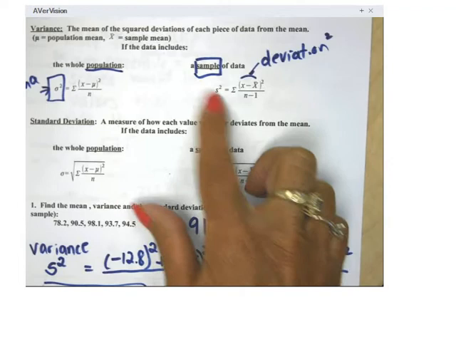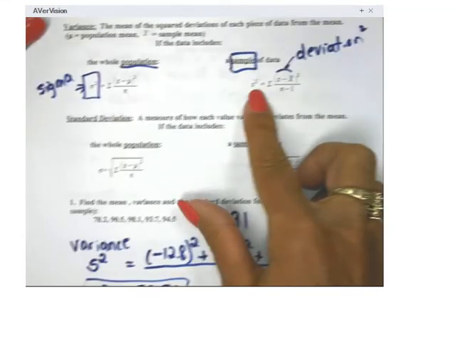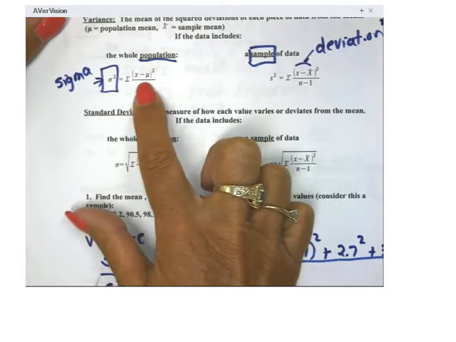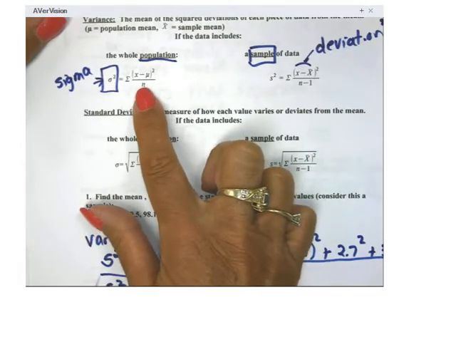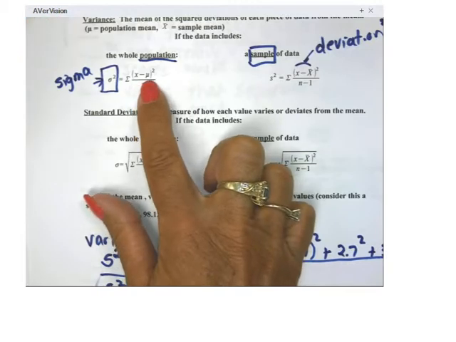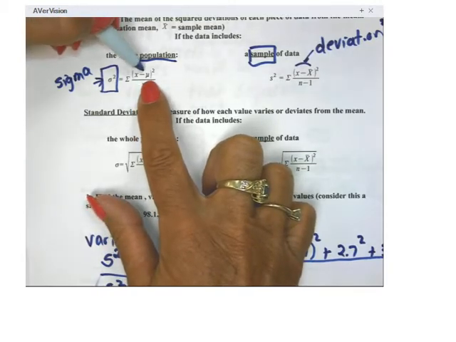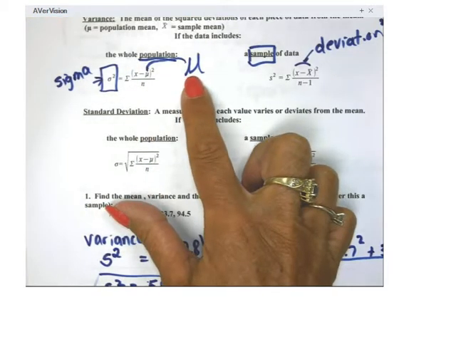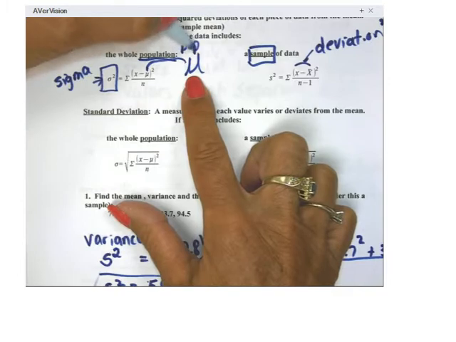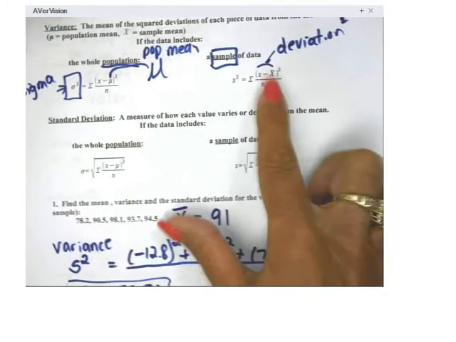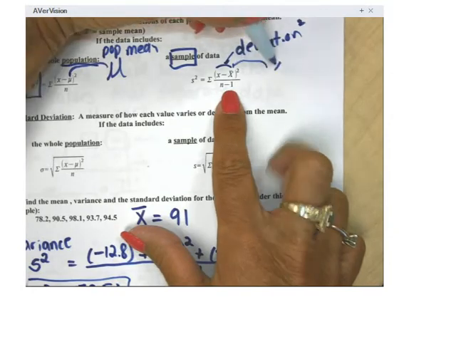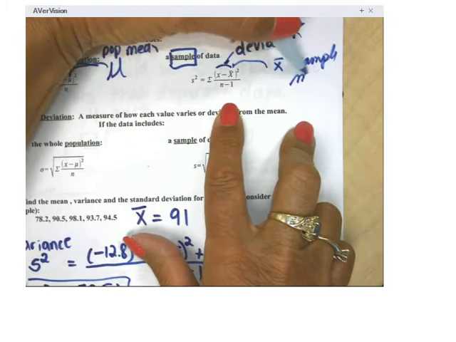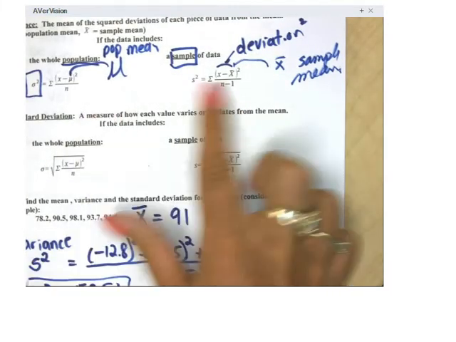But almost always, and for our class it will always be this way, we have a sample, so we will always be finding an S squared as opposed to a sigma squared. But the formula basically looks the same with one little exception. The only difference is the symbol: if we have a population mean, it is this symbol, which looks like that and is called mu, as opposed to this x bar, which is a sample mean.